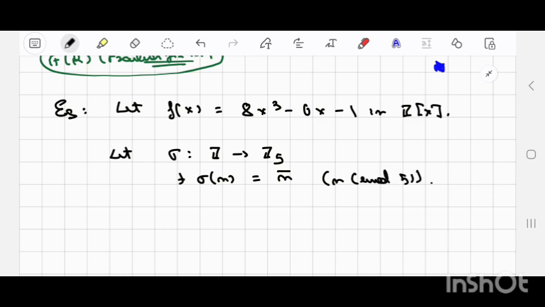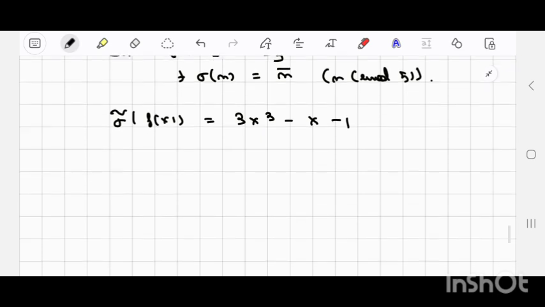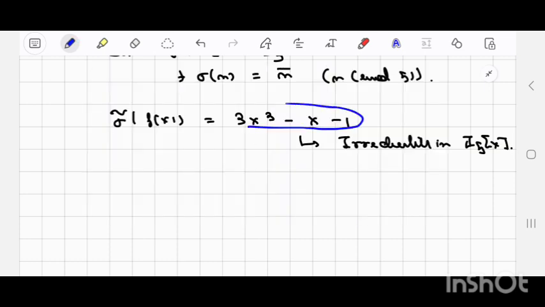Then what is sigma tilde of f of x? It should be 3x cubed minus x minus 1. And observe that this, you can take as an exercise or try to prove, is irreducible in Z_5[x]. One way of checking the irreducibility is that you first try to check whether it has some root or not.